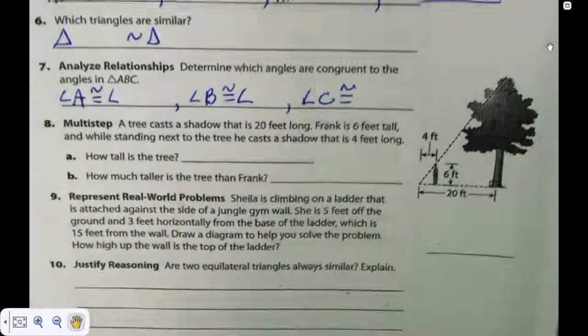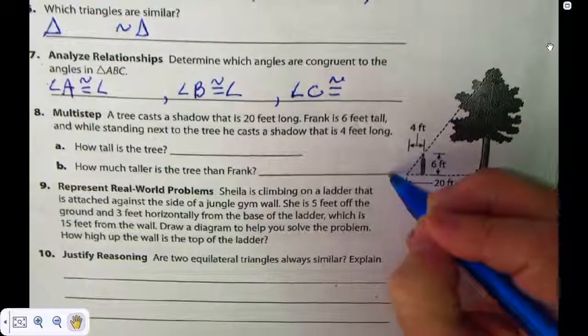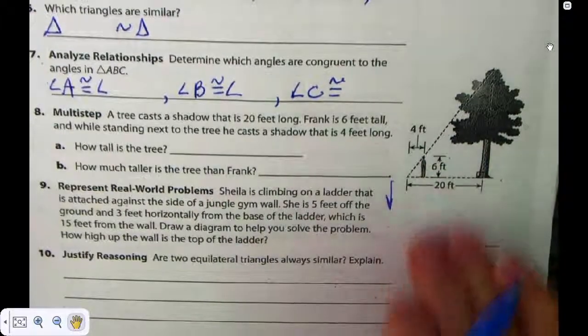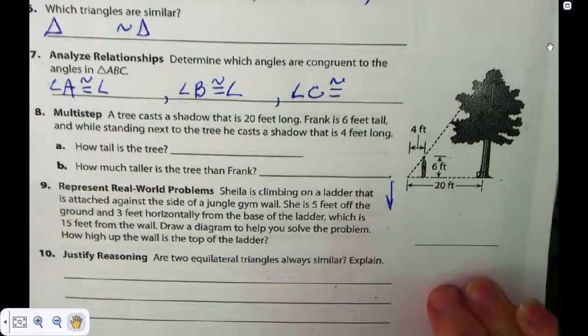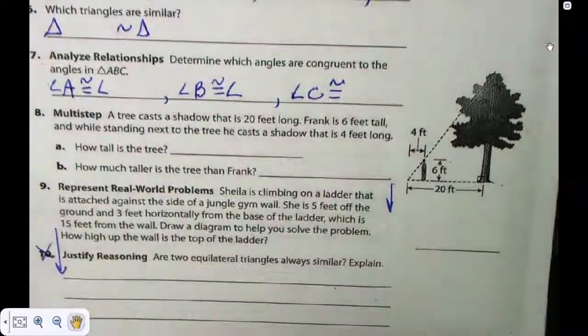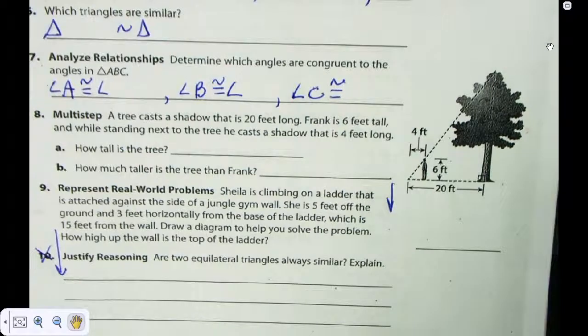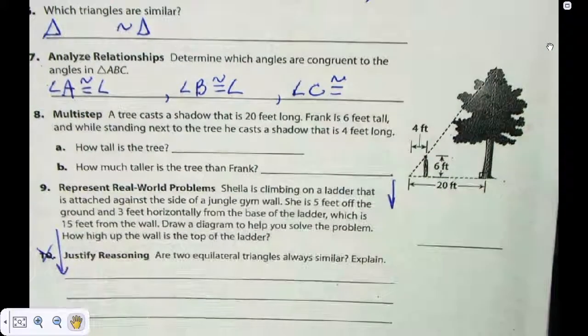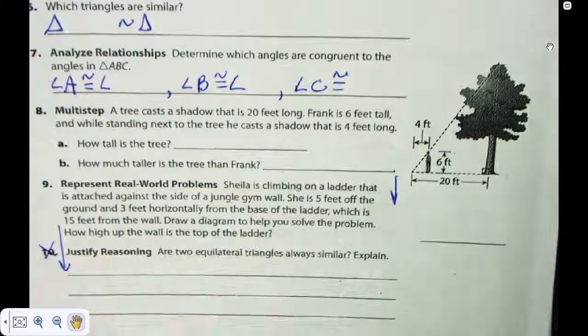Now look at 8. Put an arrow right here. We're going to do 8 right here. And then we're going to do 9 down here because we're not doing 10. Mark out 10. We're going to talk about 10 later, but I needed room to do number 9.